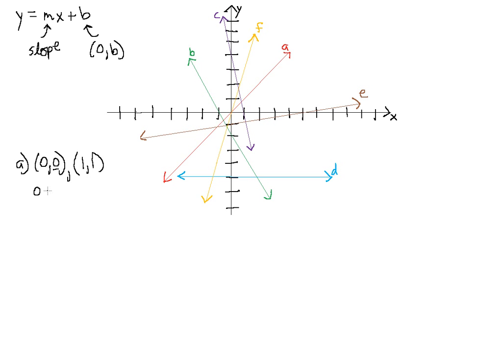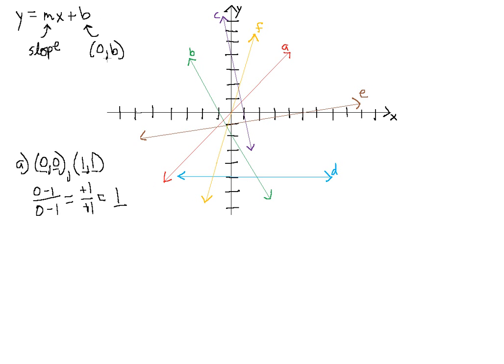We have 0 minus 1, our y-coordinates, divided by 0 minus 1, which is our x-coordinates. This gives us minus 1 divided by minus 1. We can cancel the negative signs. This gives us a slope of 1. Okay, so we have our slope.